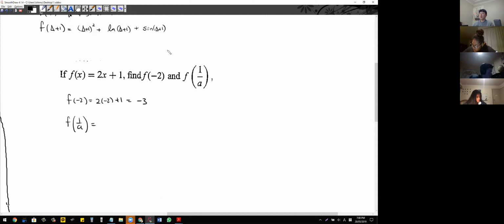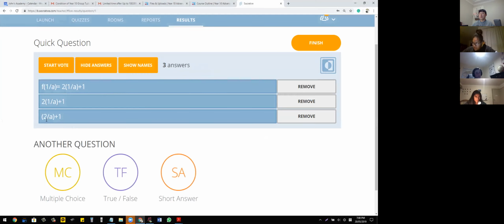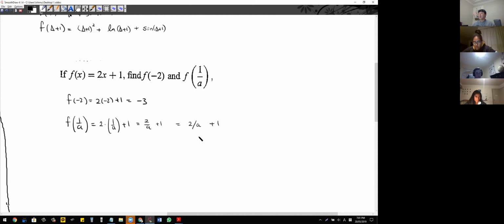So you just need to plug in 1 over a into x. So you get 2 times 1 over a plus 1. So you can simplify this as 2 over a plus 1. So in the Socrative, you could answer this as 2/a plus 1, right? Yeah, so 2/a plus 1, that's fine. 2 times 1 on a. Yeah, that's all fine, that's all good, okay?